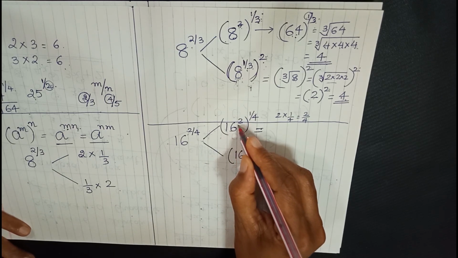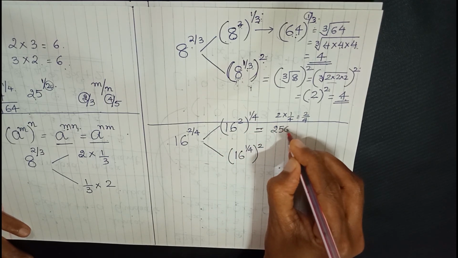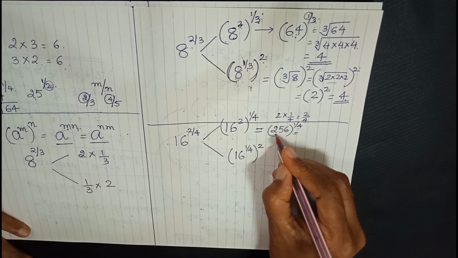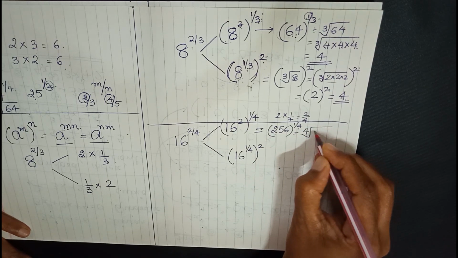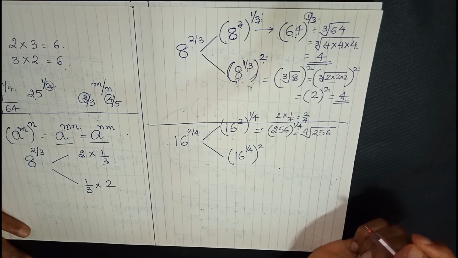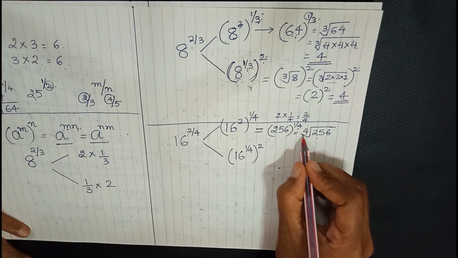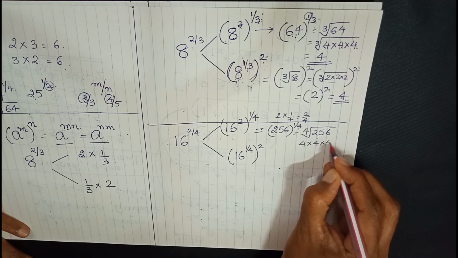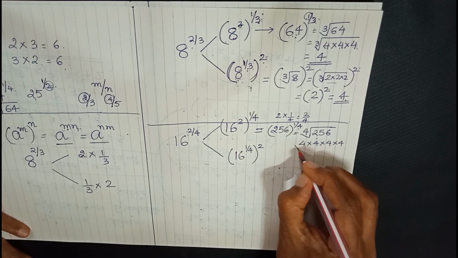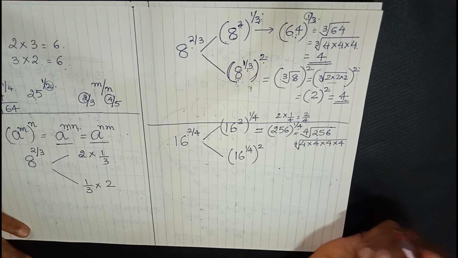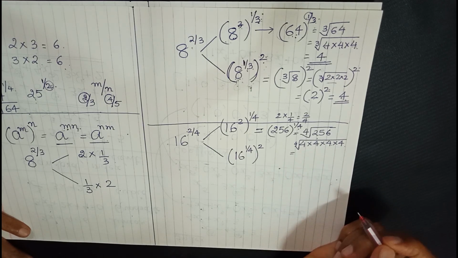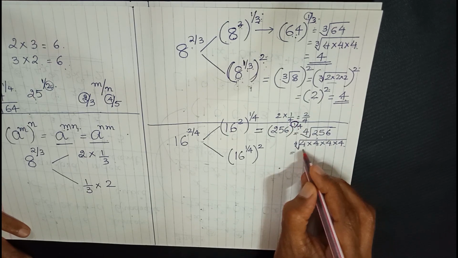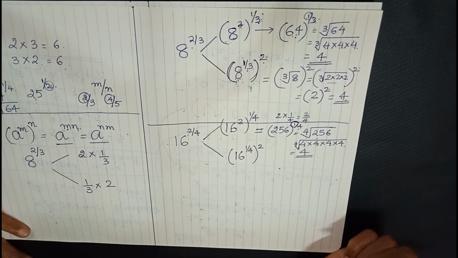16 square, that is 16 into 16, which is 256 raised to 1 upon 4. Now what does this mean? Fourth root of 256. So that means I have to divide 256 into 4 parts. So we have 4 into 4, 16. 16 fours are 64, 64 fours are 256. So again I divided 256 into 4 parts and I have to remove only one part out of 4. So out of the 4 parts I again remove one and I get my answer 4.